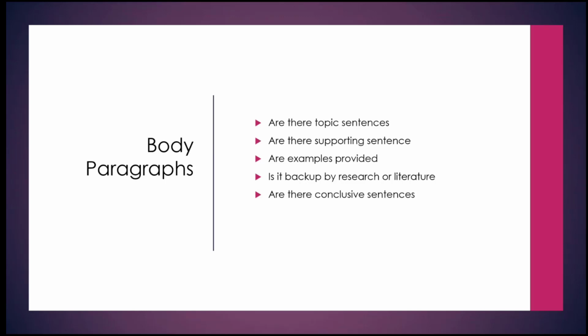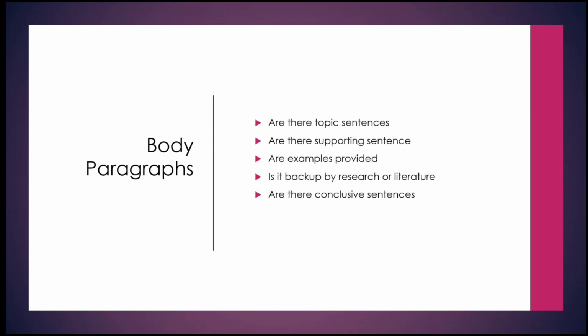So the topic sentence is usually a direct answer to the question. If the question states, discuss the causes of war in Africa, your topic sentence should be, one of the causes of war in Africa is corruption. So you need to make sure that your first sentences are a direct answer to the question. Then, do you have supporting sentences? Are you able to explain that? Did you provide examples? Did you back that up with research?